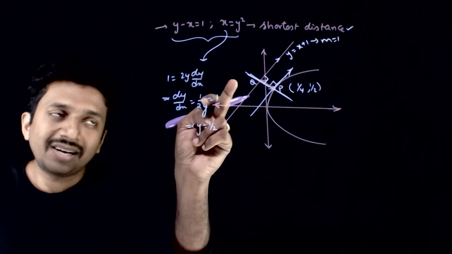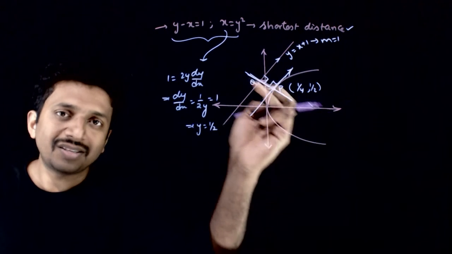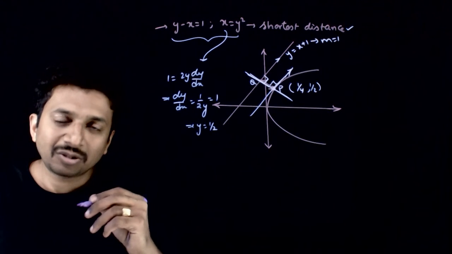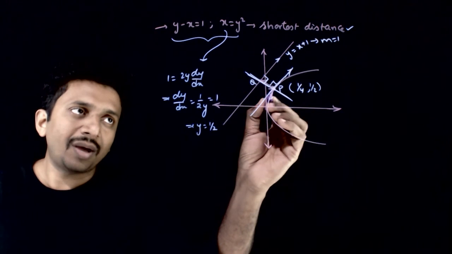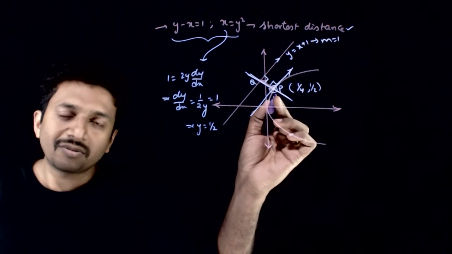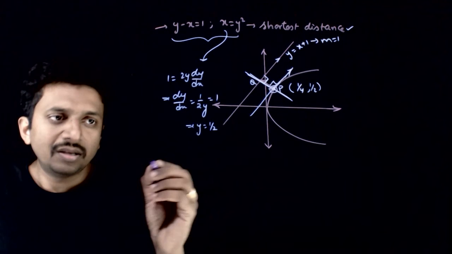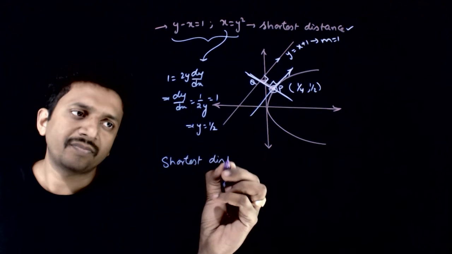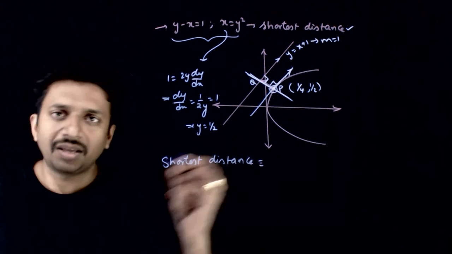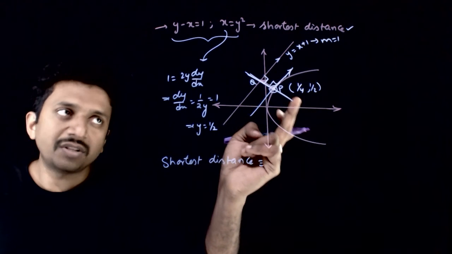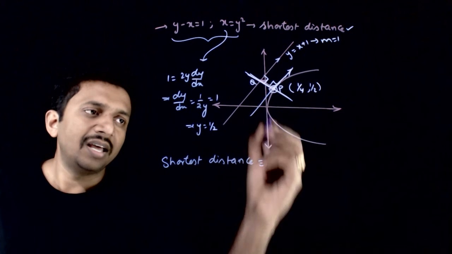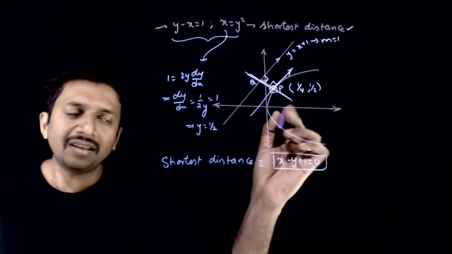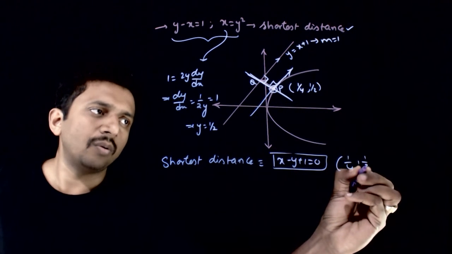Now if I have to calculate this, I can find the equation of this normal and get the equation of the line. But better than that, if I want PQ, I can just find the perpendicular distance from P onto the line. So the shortest distance is nothing but the perpendicular distance of this point onto this line. It is x minus y plus 1 is equal to 0. This is the line and the point is 1 by 4 and 1 by 2.